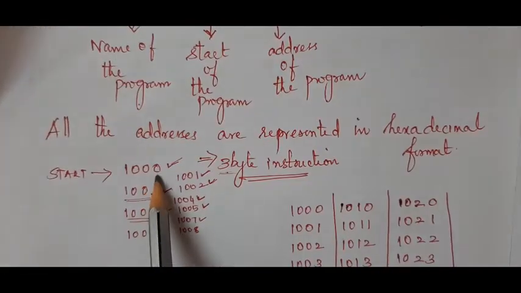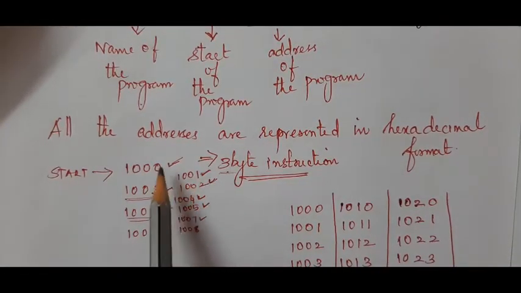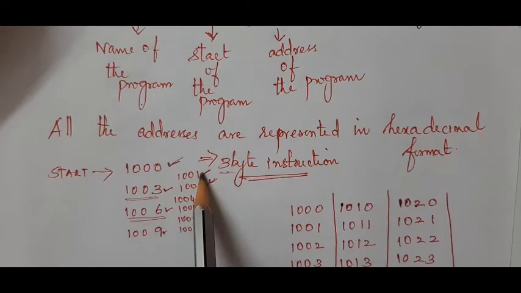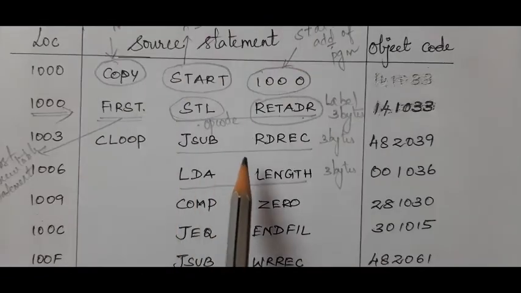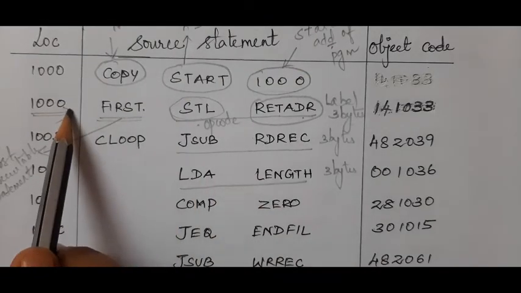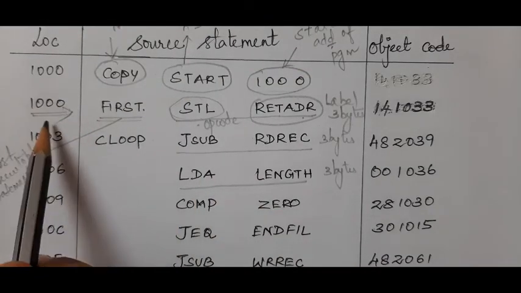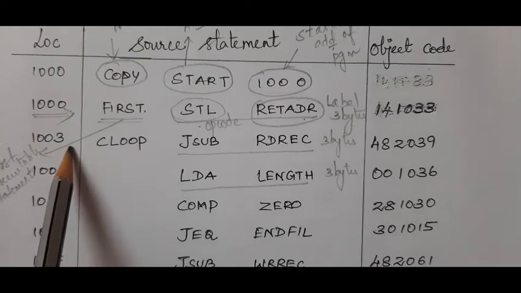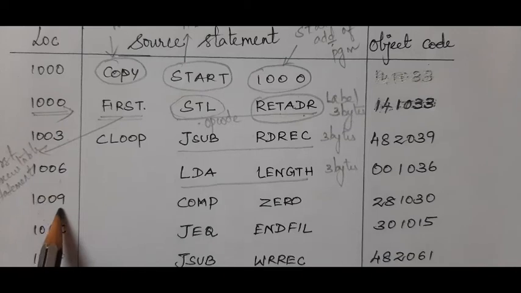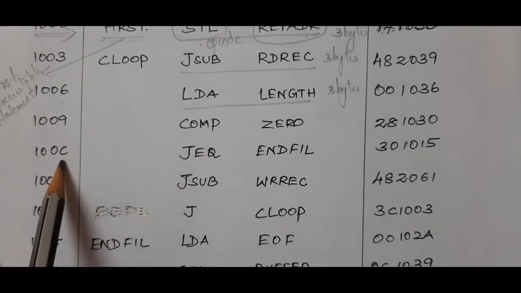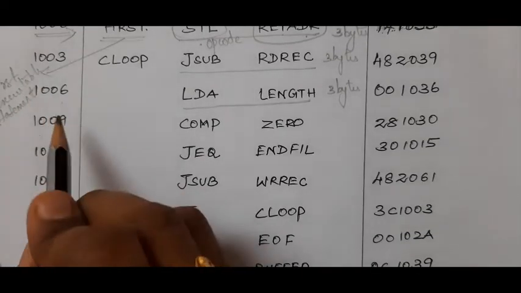1000, 1001, 1002. So 1001 byte, 2 byte, 3 byte. So the next address would be starting from 1003. Here you could see 1000, 1001 and 1002 all 3 bytes are occupied. Next is starting from 1003 and next it starts from 1006. Next it starts from 1009 and next it starts from 100C, which means what?